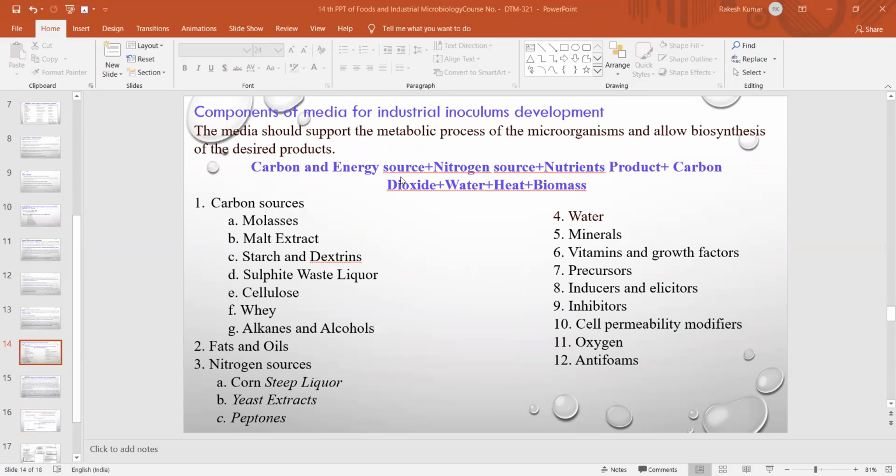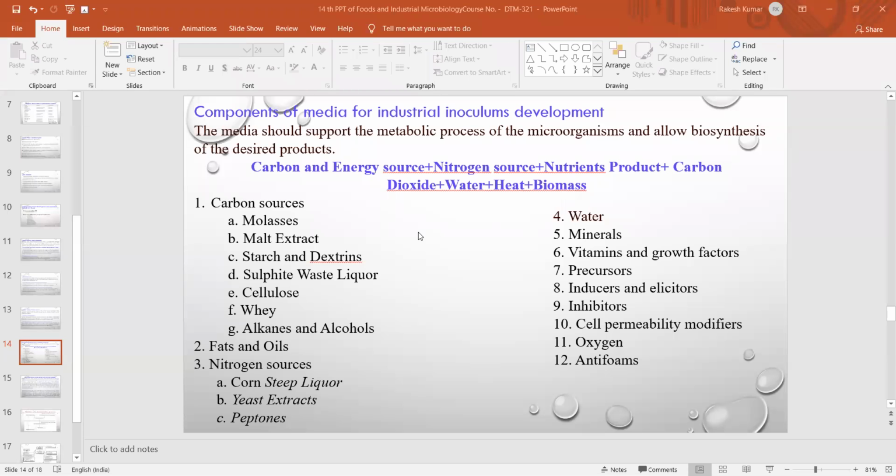Now the components of media for industrial inoculum development. You already have an idea about the different types of substances you are using for preparing a particular type of media. Carbon and energy source, nitrogen source, nutrient product, carbon dioxide, then water, heat, biomass. So these are the requirements for making a particular type of substrate which is required for utilizing in your bioprocessing vessel. Carbon sources are given here, fats and oils you can use. Then nitrogen sources are also mentioned here.